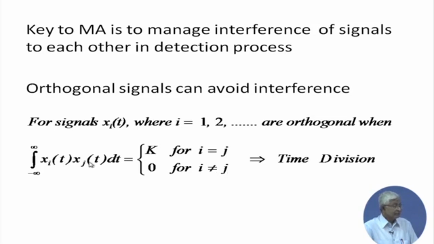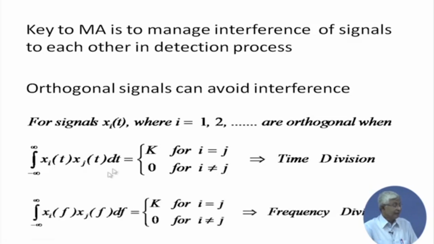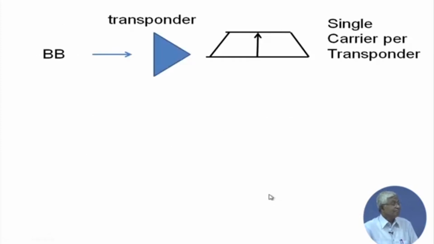Now, since it is in terms of t, we can call it time division. If it is in terms of f, x_i(f), x_j(f), then it is called frequency division. Mathematically, it can be presented that way. Now, let us get into some of the definitions or some of the terms that are used.